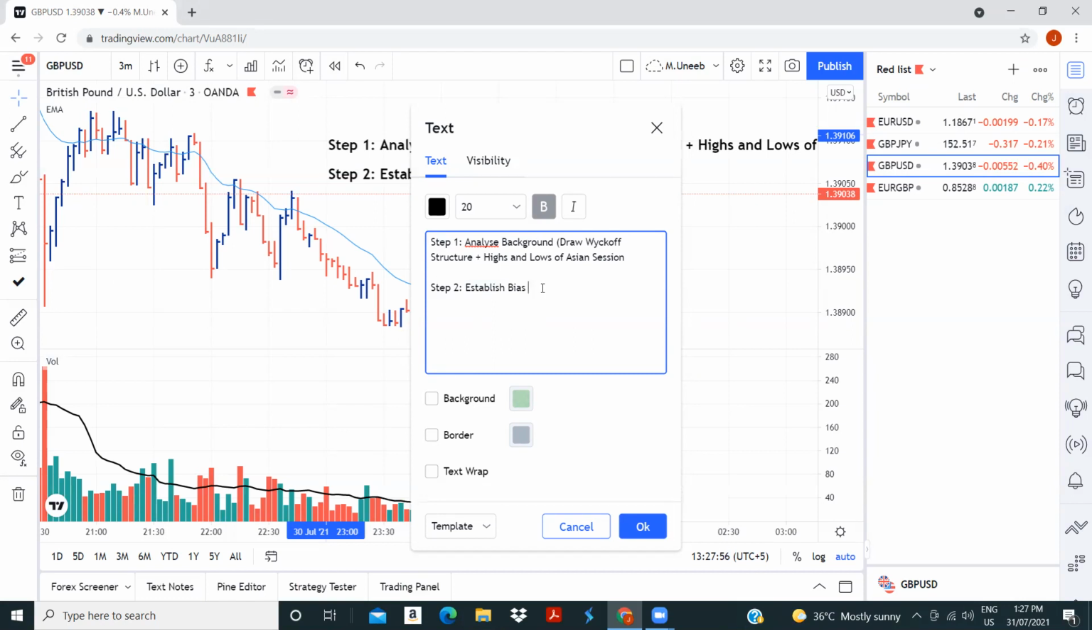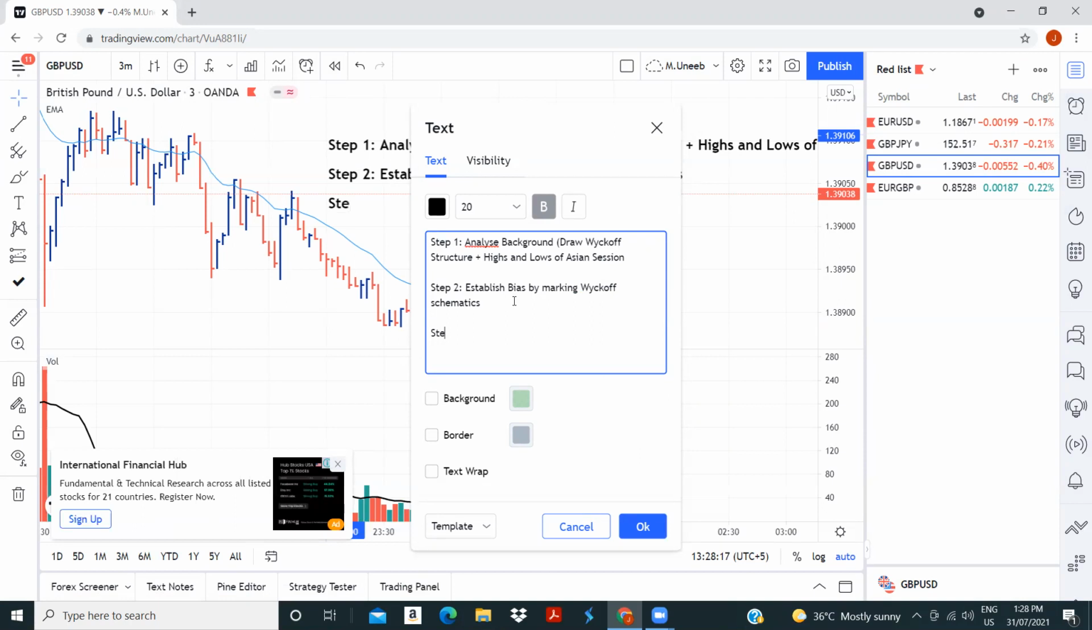How will we establish bias? By marking Wyckoff schematics, like accumulation or distribution. Yeah, Wyckoff schematics. And by marking Wyckoff schematics. Okay. And the third one, step 3. What would be the step 3?